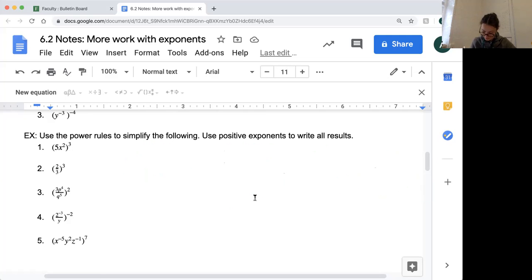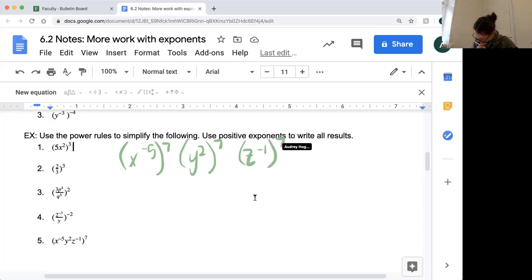Last but not least, number 5, we have a lot of multiplication going on here, but this one's actually not too bad at all. People tend to get intimidated by the quotient ones. Totally get it. They're kind of gross looking. And then these multiplication ones aren't as difficult, but I'm going to have x to the negative 5 to the 7th times y squared to the 7th times z to the negative 1 to the 7th.